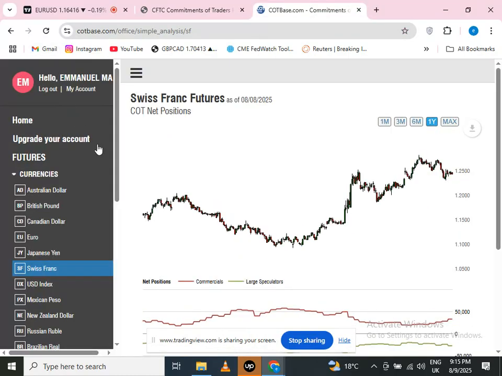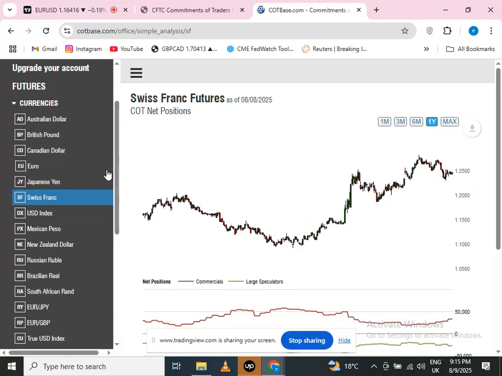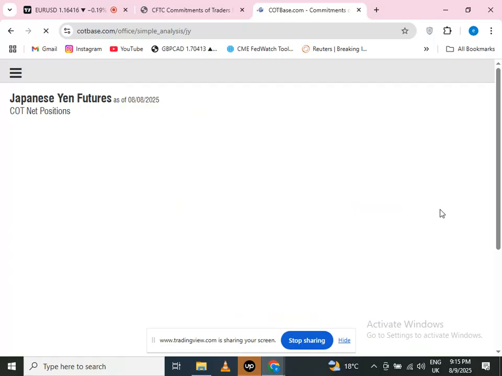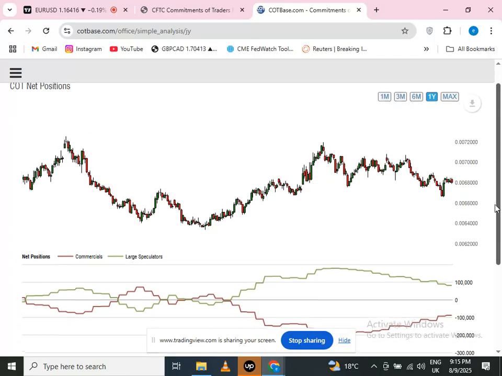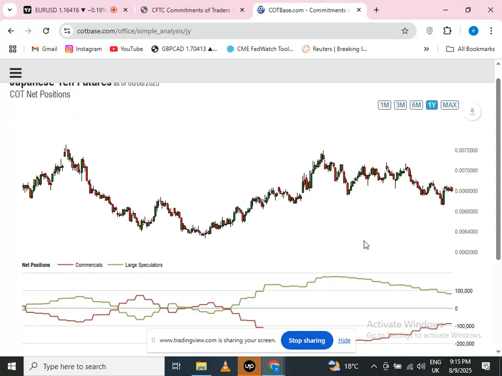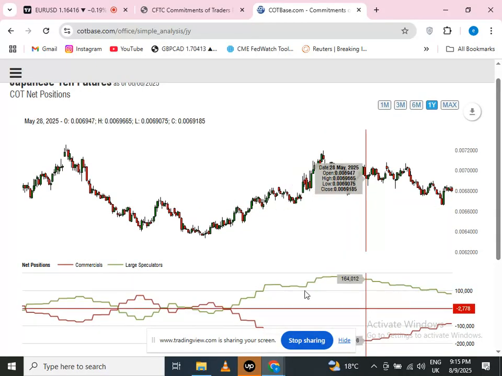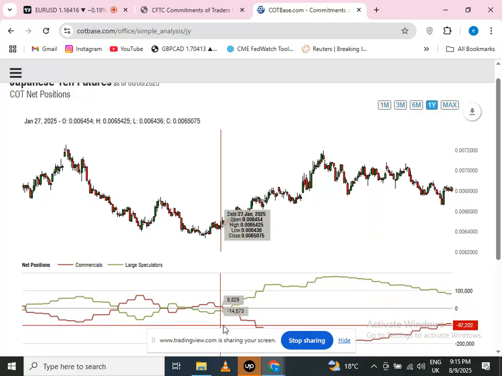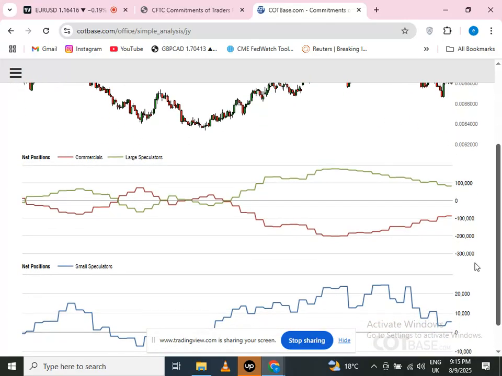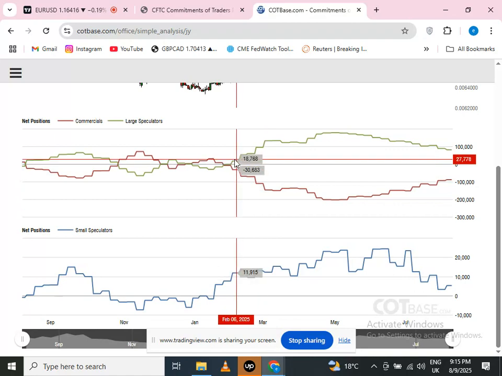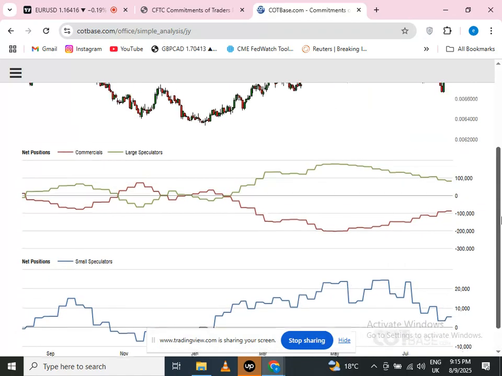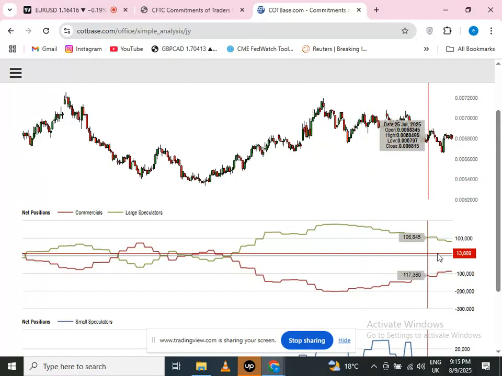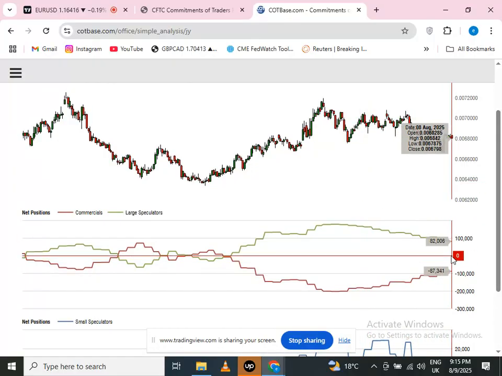So let's take a look at the Japanese yen. What is going on with the Japanese yen? As I said before, when the number is above zero, it means they're buying the Japanese yen. The large speculators have been buying the Japanese yen since January, since February. They're above the zero line. Now they are reducing their positions, but they're still long, guys. They're still above zero, meaning they're still bullish on this pair.